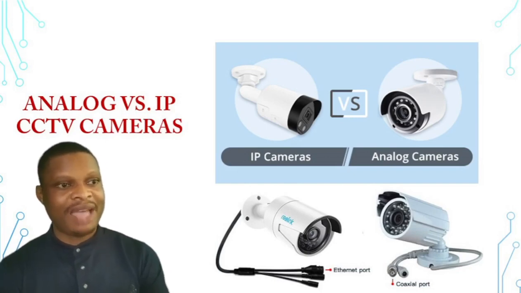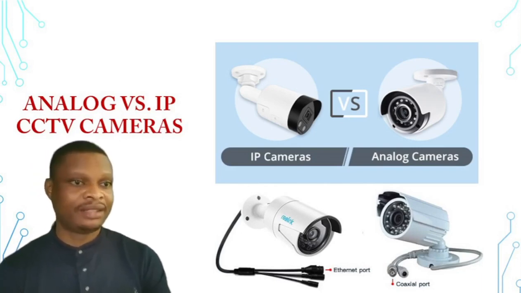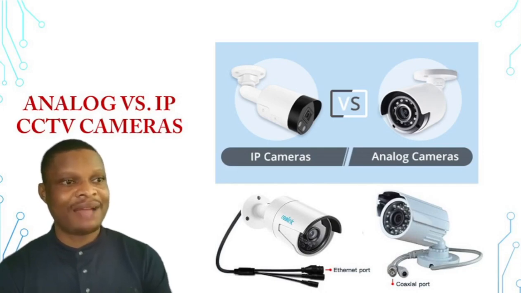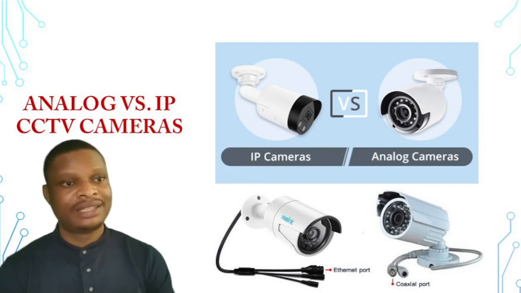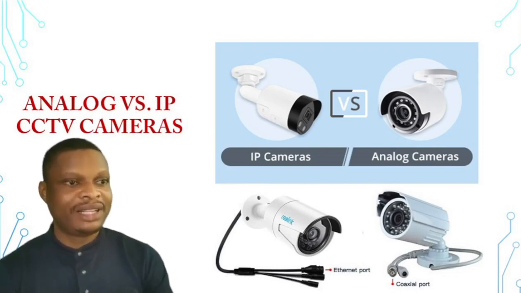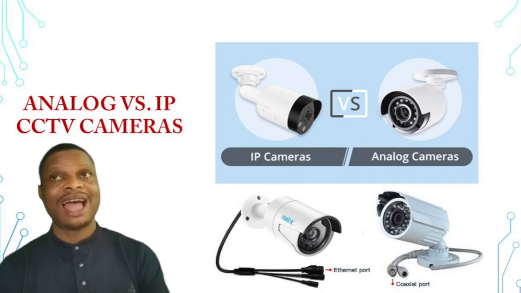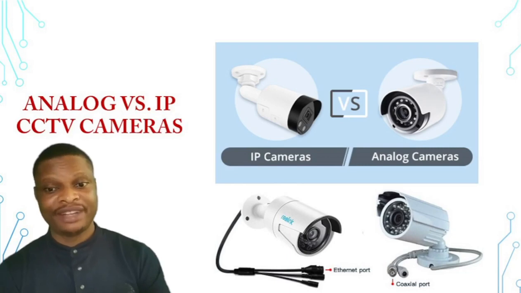But the IP cameras operate and store data using the internet. They typically have much higher resolution and are much more flexible than analog cameras, but at a higher expense per camera. IP cameras are quickly becoming the most popular CCTV option due to their scalability and ease of use. You can add more cameras, you can put them anywhere, as long as you have network coverage, either wired or wireless. As you can see on the screen, you see the IP camera and you have the analog camera. How will you differentiate the two?